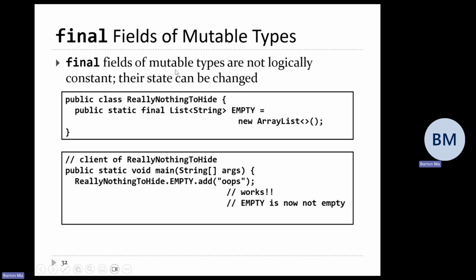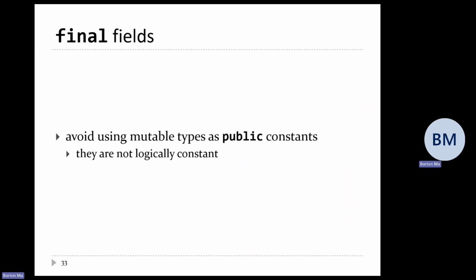Right? And so if you have a mutable reference type, you probably can't make it final and have it be a constant. So if you want a constant inside your class for some reason, you can't make it a mutable reference type, because if you make it public, somebody gets a reference to that field, and they can change the state of that field. So mutable types are not logically constant. It doesn't make sense to make them public, static, and final most of the time.